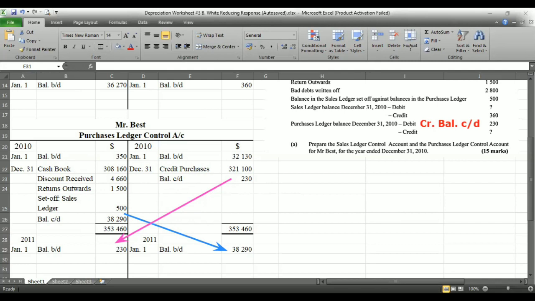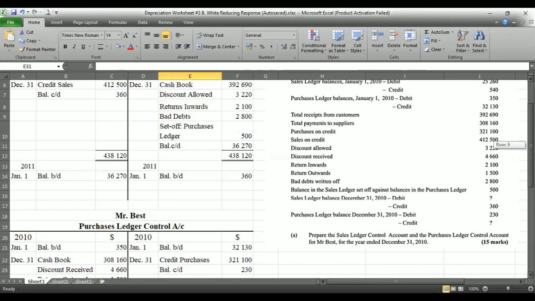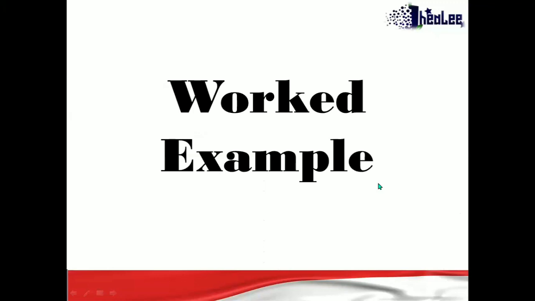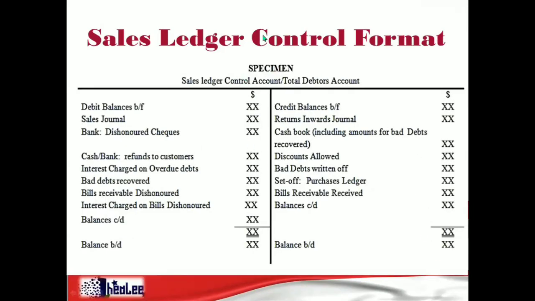Okay, so what we're going to do now is to just wrap up. And in wrapping up, I will be reviewing some key things that were discussed in the lesson from the worked example. And remember, this is a sales ledger control format. This is a specimen. You can pause and take a look at it in details. So these are the items that would cause an increase in your debtor. So therefore you debit. These are the items that would cause a reduction in your debtor. So therefore you credit to your sales ledger control account.